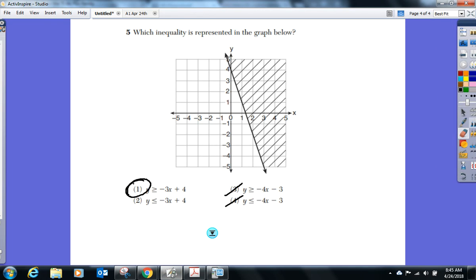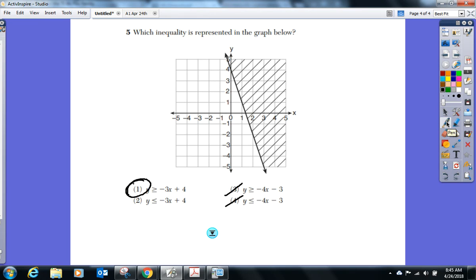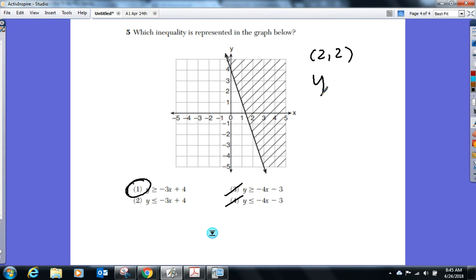I think I'm making this a little bit more confusing than it is. Let me simplify this now. Let me regroup here. Pick a point that's in the shaded region for me. 2, 2. Take both your choices right now, and let's plug in 2, 2. Everyone ready? I just picked a point in the shaded region.